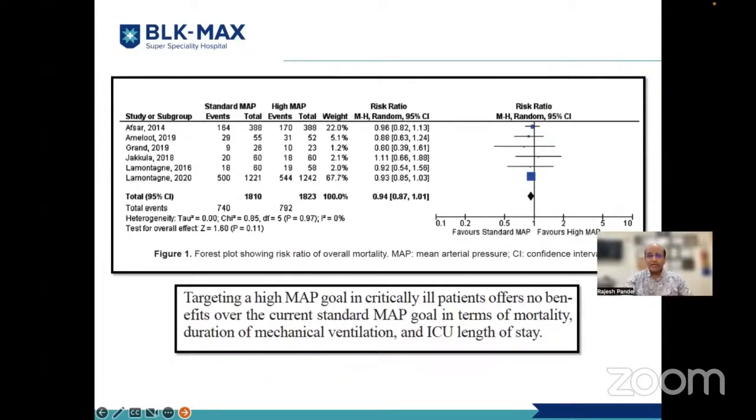And if you see when they are looking at the overall mortality, there you find that the diamond is very close to the baseline, and there are only 5 or 6 trials which fit into the scheme. So possibly we cannot find an answer, although it seemingly looks to favor a standard MAP. What they have concluded here is that targeting a high MAP goal in critically ill patients offers no benefit over the current standard MAP goal in terms of mortality, duration of mechanical ventilation, and ICU length of stay.